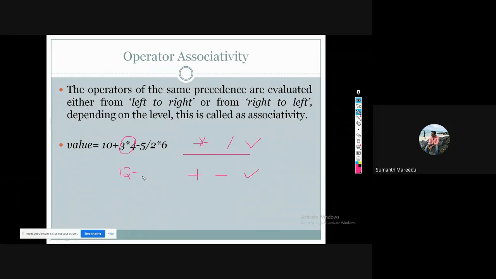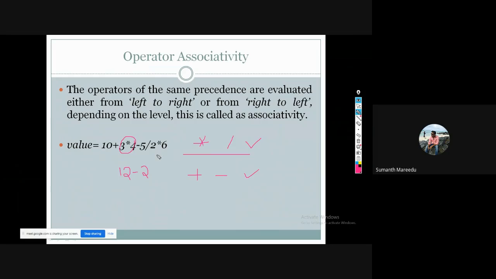Minus, next which operation will you apply? You have a division and you have a multiplication. We'll apply the division operation. So 5 divided by 2, which in integer division is 2. And again I have one more operation here, which is star 6.